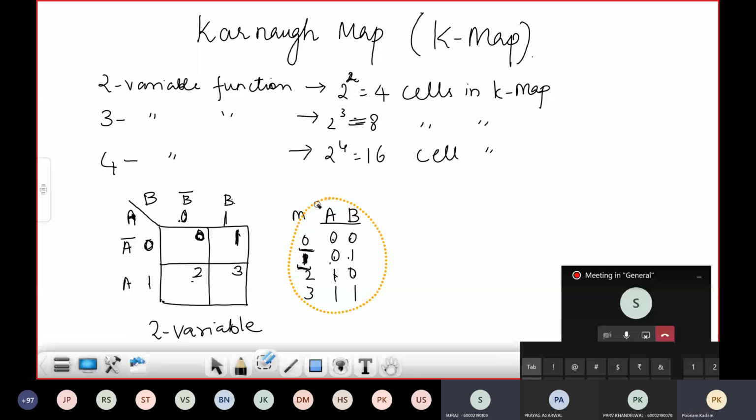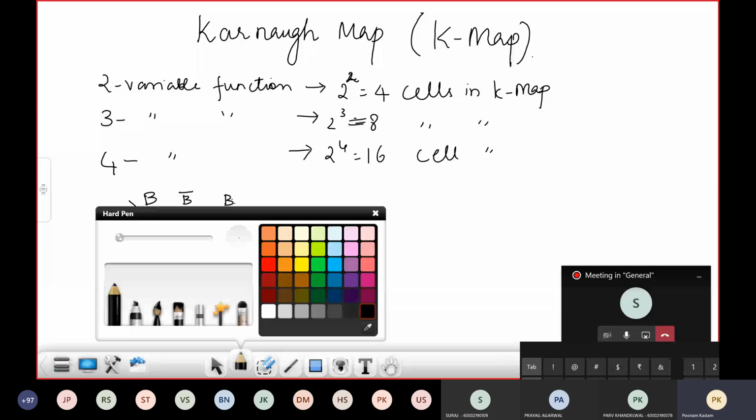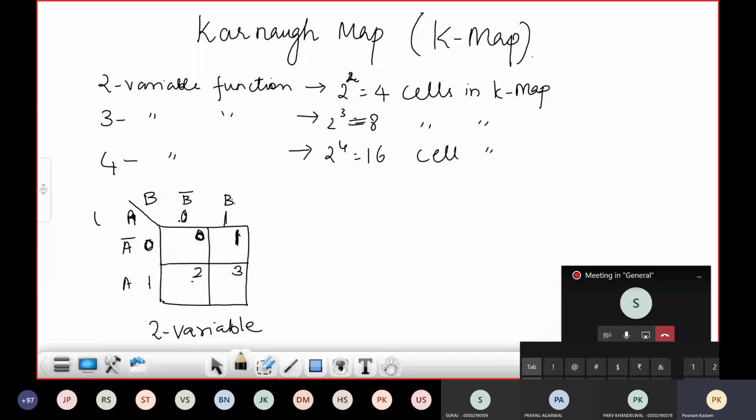So this is how we represent the K map for a two variable function. It is not necessary that the MSB has to be written down here and the LSB to this side. You can also write it this way: A this side, B this side. That is also okay. So this is 0, 1, this is 0, 1. But in that case, your min term numbers will change.